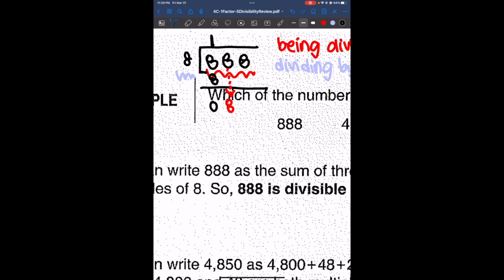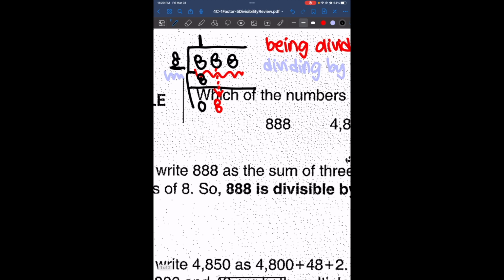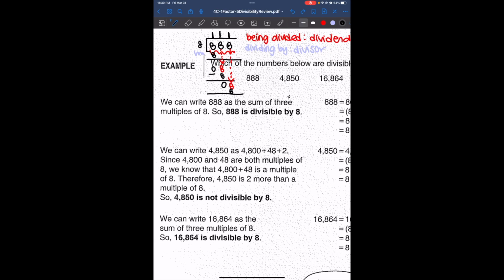And now how many of the divisor can go into this number? That's going to be 1 again. So we're going to subtract again. That gives us 0. So then we're going to bring the next number down. So we're going to write our 8 here. And then we're going to write 1 because 8 can go into 8 once. And that ultimately gives us an ending result of 0. And so we know that 888 divided by 8 is going to be 111.